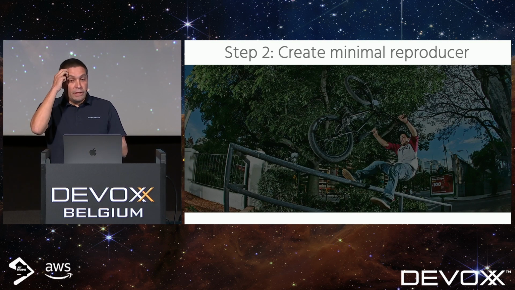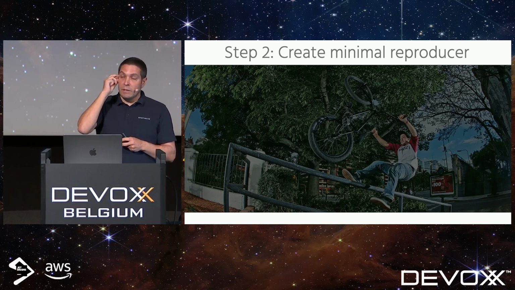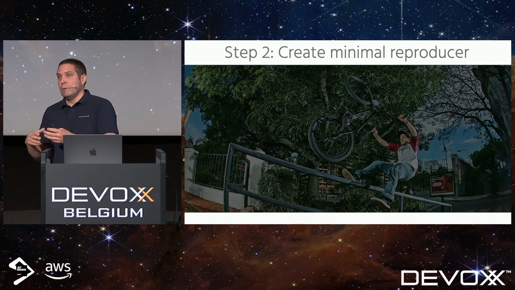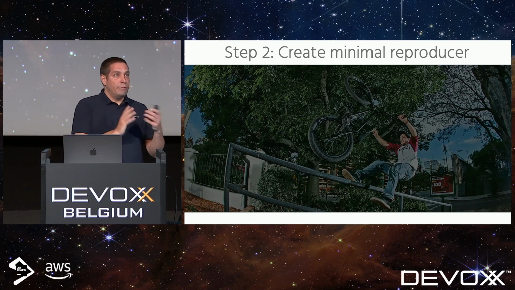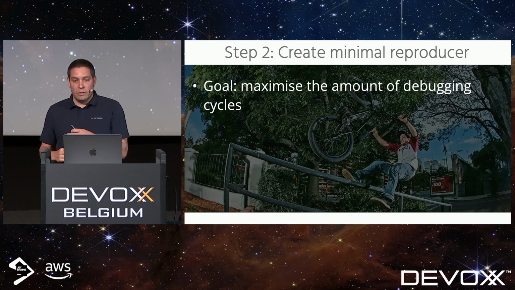So step 2 is to create a minimal reproducer. So a minimal reproducer is something that can reproduce the problem with the least amount of effort and time. So your goal there is to maximize the amount of debugging cycles.